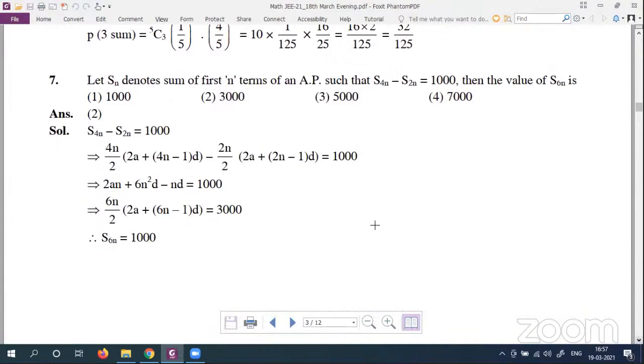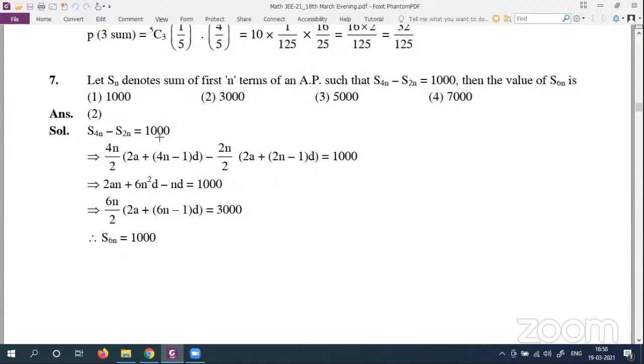So the next one, Sn denotes the sum of the first n terms of an AP. So S4n minus S2n is equal to 1000. The sum of the first 4n terms minus the sum of the first 2n terms is given as 1000. Now we need to find the value of S6n. The sum of the first 6n terms will be how much is what we need to find.